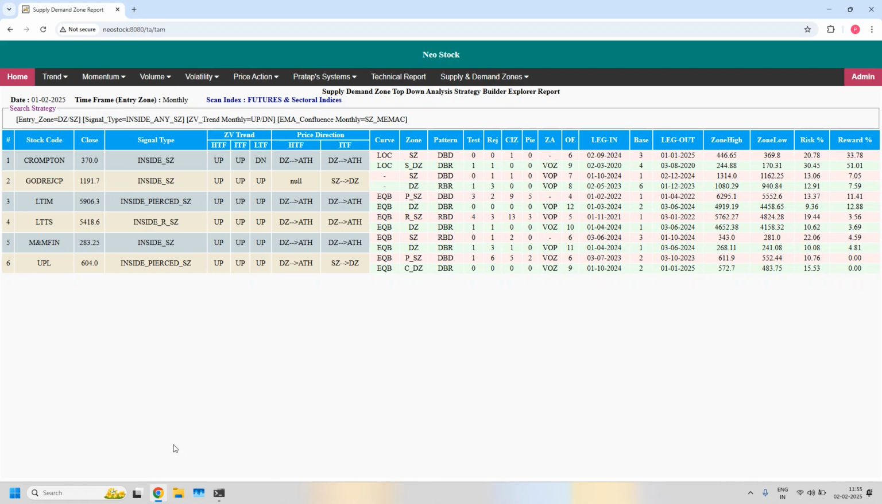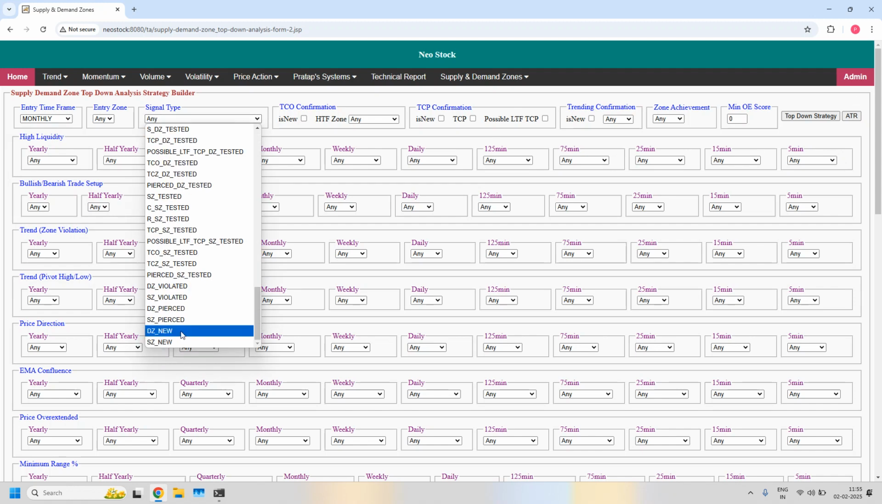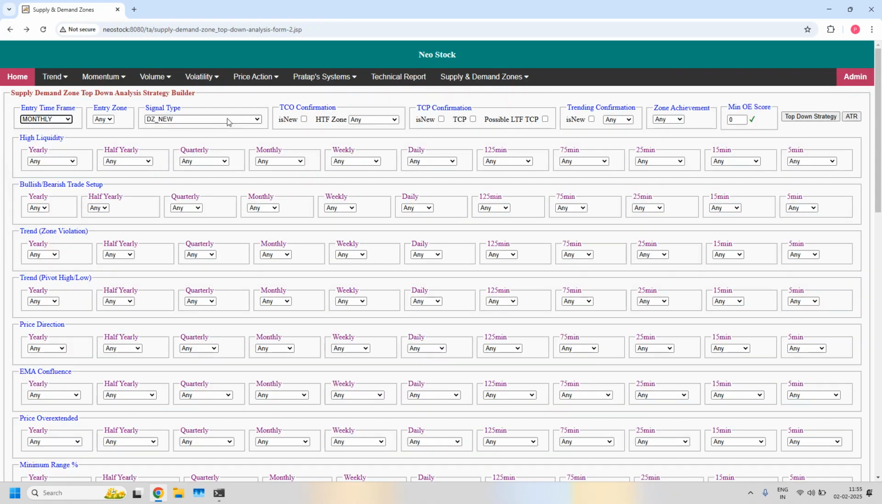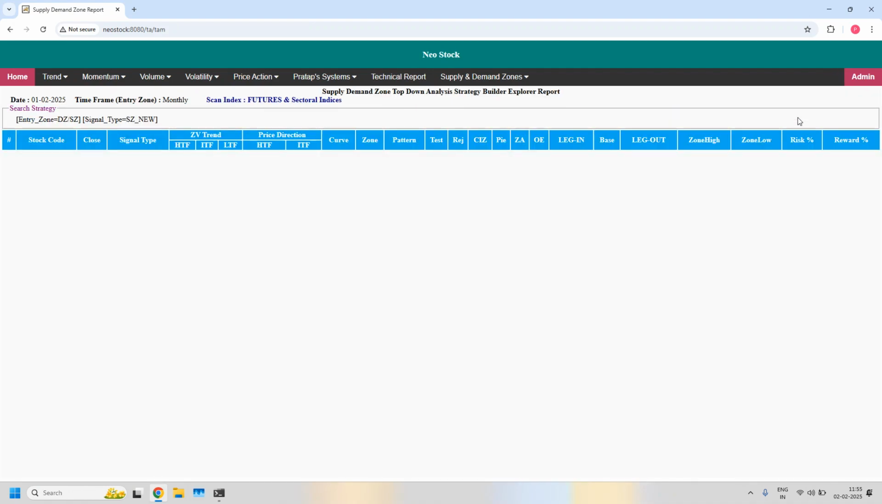Okay, what I am going to filter, finding the stocks with newly created monthly demand and supply zones. So monthly time frame, let's find newly created monthly demand zones. So no newly created monthly demand zones. Okay, fine. For monthly time frame, newly created monthly supply zones. No, we don't have any during this month.